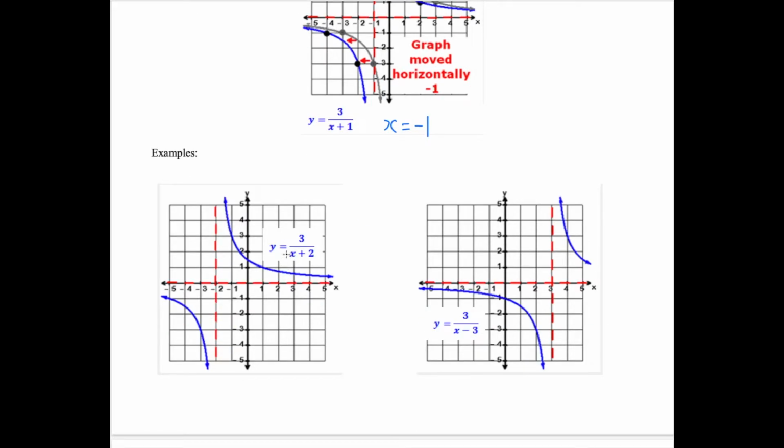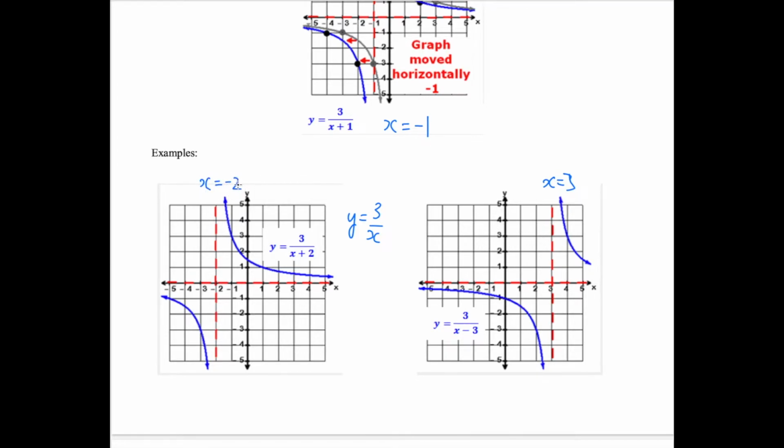So this is the graph y equals 3 on x plus 2. This is essentially the graph of y equals 3 over x shifted to the left 2 units, right? Because it's plus 2 here. And this is the graph of 3 on x shifted to the right 3 units. As you can see, it's shifted to the right. So therefore, the asymptote is going to be x equals 3 for this one. And here, the asymptote is x equals minus 2.